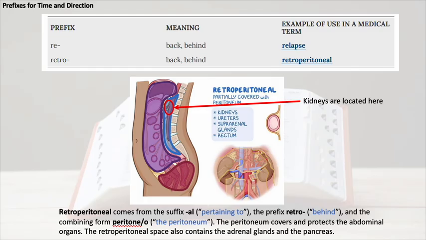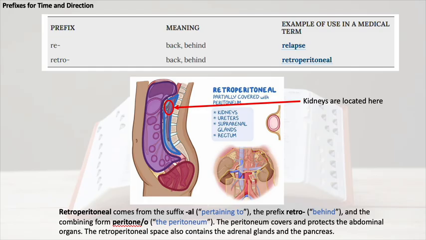Now, re versus retro. So re means back, behind. The prefix re tells us something is happening another time or returning to a previous state. Some examples include relapse, reinfection, rebuild. So if we break down the word relapse, re means again, lapse means to slip or fall. So relapse literally means to slip back again.